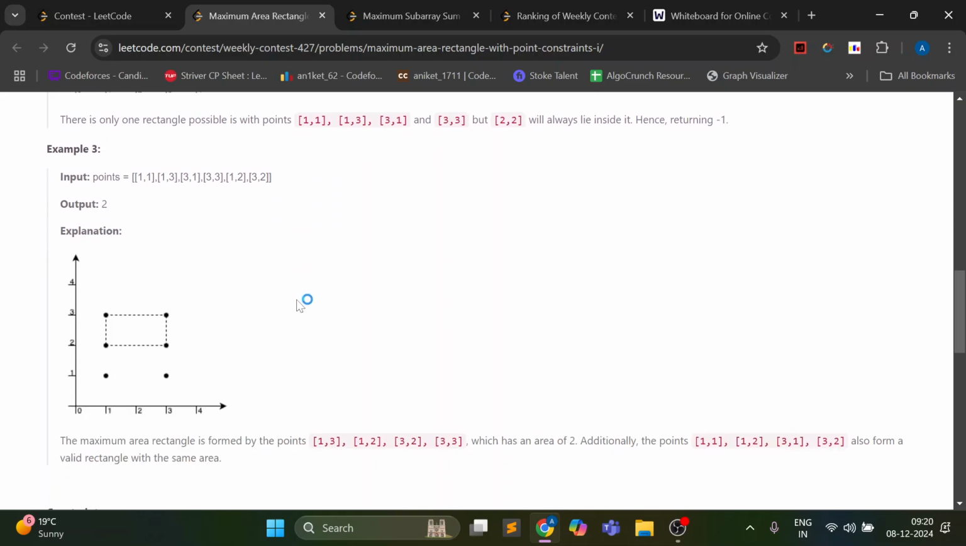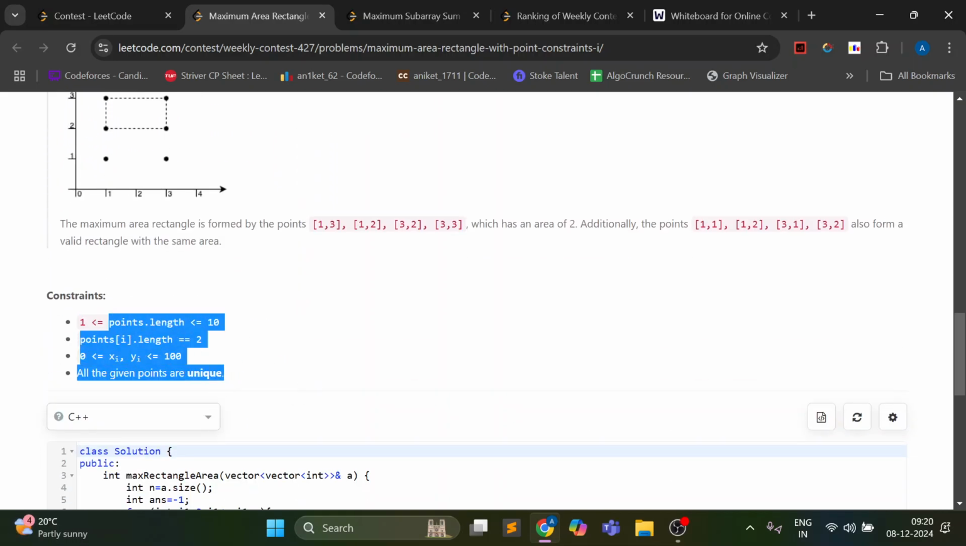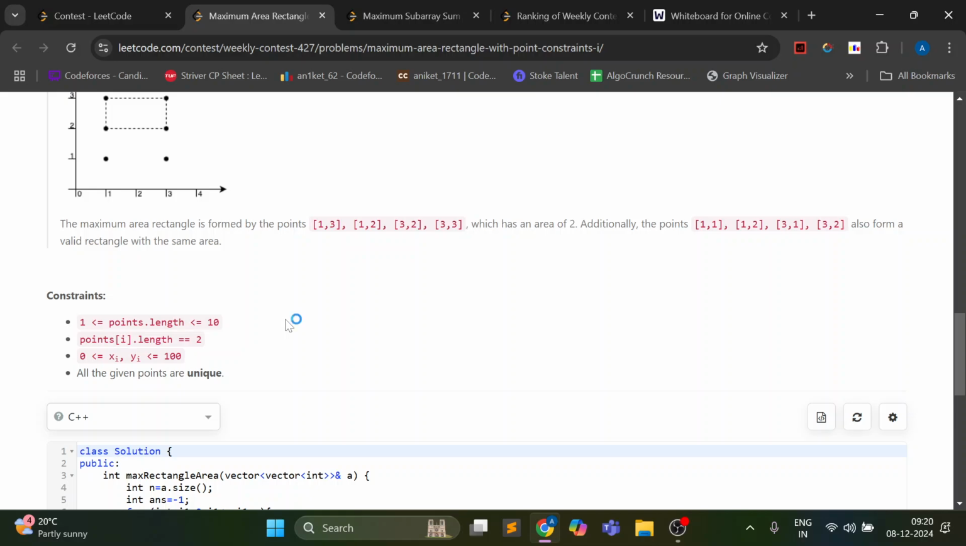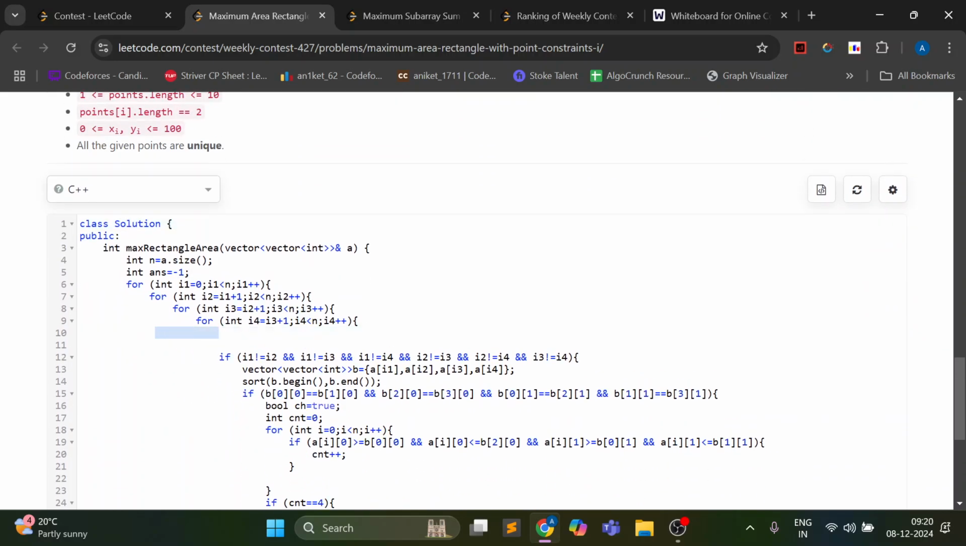Now if you look at these constraints, what you need to write is basically a brute force. So I won't explain the solution here. Let's start with what the brute force would consider.